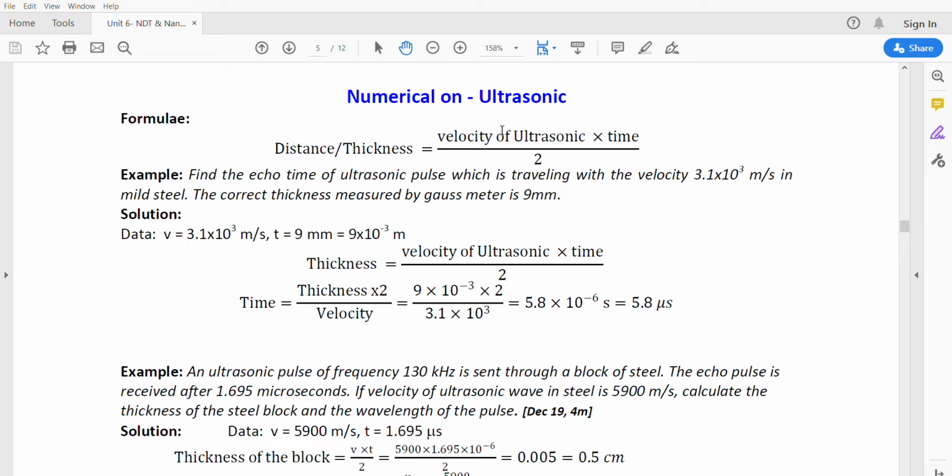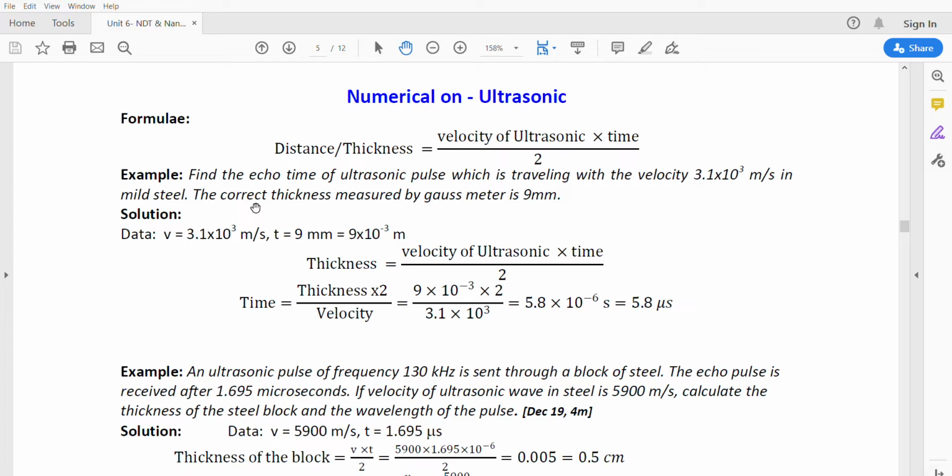When we send the ultrasonic waves into the sample, they will return by traveling into the sample. So we can measure the echo time and we can understand the distance traveled by the ultrasonic waves inside the sample. So from that we can measure the thickness. Velocity is a known quantity. So distance traveled we can calculate by knowing the velocity of ultrasonic waves and the time to come back, divided by 2. So we will understand the first numerical.